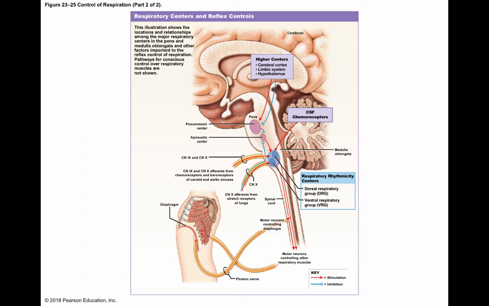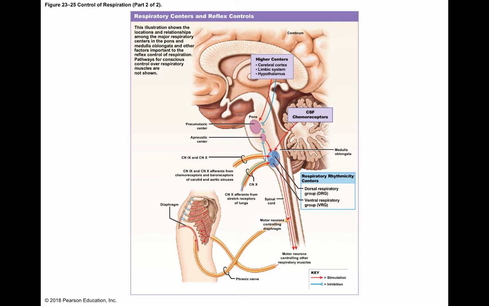So the cerebral spinal fluid chemoreceptors are going to detect the level of carbon dioxide. And when the carbon dioxide level gets high, that's going to force you to want to breathe out. And when the carbon dioxide level is lower, then you're going to breathe in. So it's carbon dioxide which really causes you to breathe in and breathe out. All right? So we have that in the central nervous system.